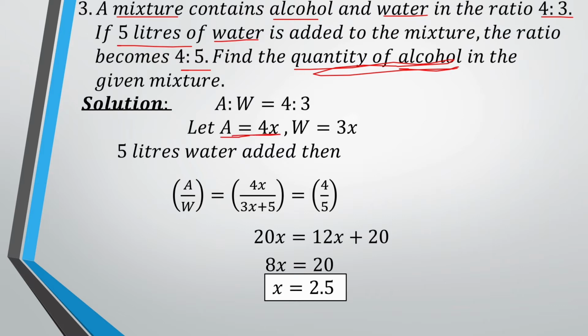So alcohol quantity is 4x. A is equals to 4x. That is equals to 4 into 2.5, that is 10 liters. So the answer is 10 liters, not 2.5 liters. That's the thing to remember. And let's proceed towards the next problem.